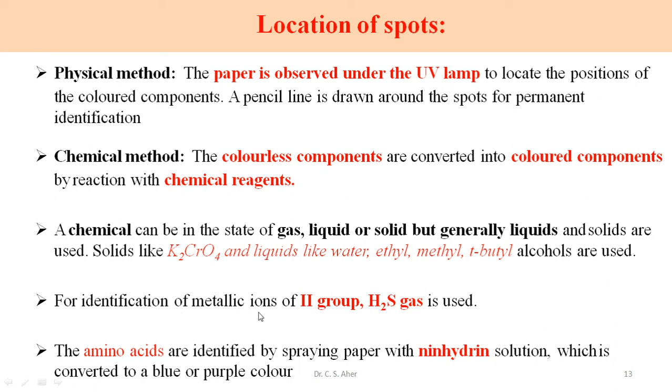For identification of metal ions present in the second group, we use H2S gas. So this gas type of material is used. This H2S gas is used for identification of metal ion spots. For identification of amino acids, we spray ninhydrin solution on the paper. When ninhydrin is sprayed on the paper, the amino acid reacts with ninhydrin and gives a blue or purple color.